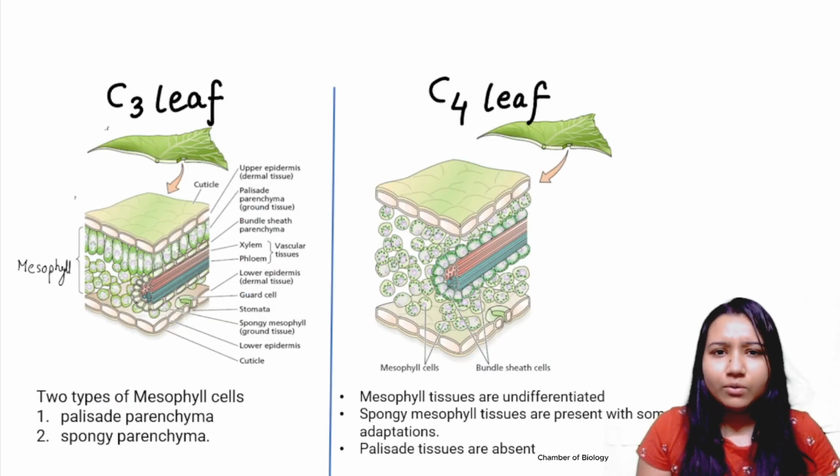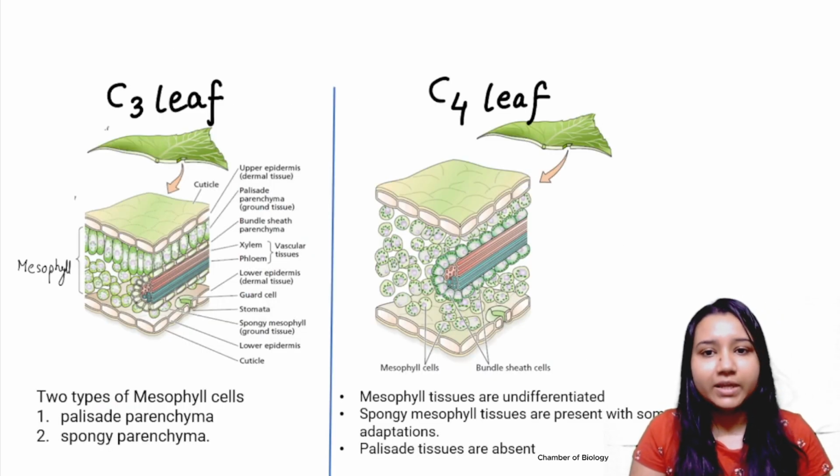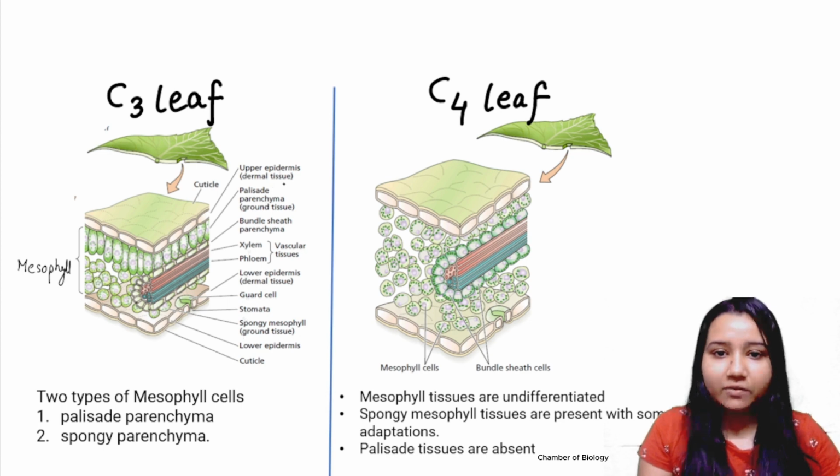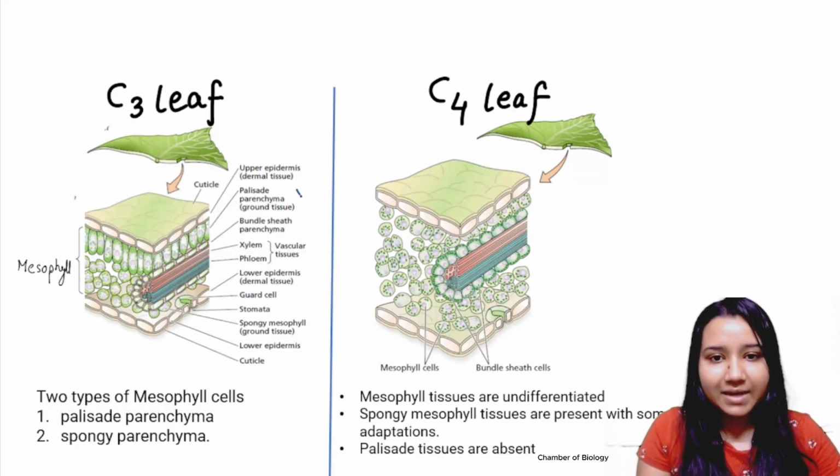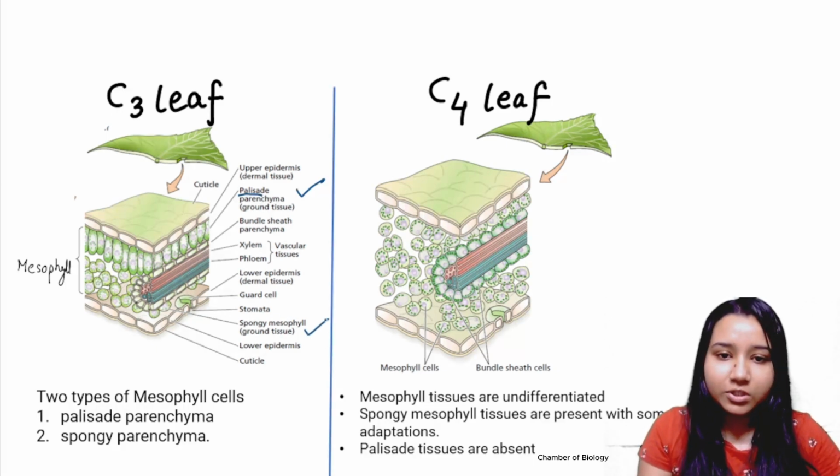So how is it so different from a C3 leaf, right? So let's say we have taken a C3 leaf. Here we can see the mesophyll cells. They have the chloroplast. It is present in the palisade parenchyma, you all can see here, and it is also present in the spongy mesophyll.